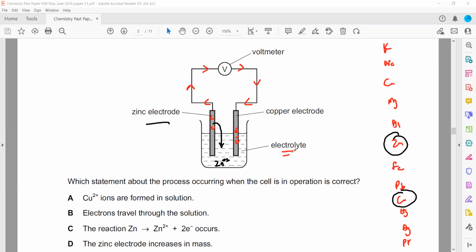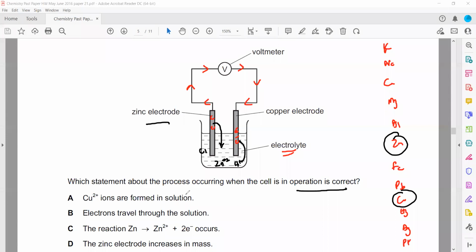And this electrolyte, normally this electrolyte is acid. So if we have a hydrogen ion in the electrolyte, as acid is there, this hydrogen ion is attracted towards the copper electrode. Now the question is, which statement about the process occurring when the cell is in operation is correct, when the cell is working.